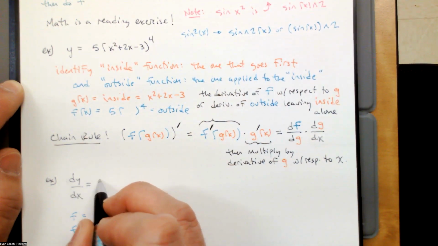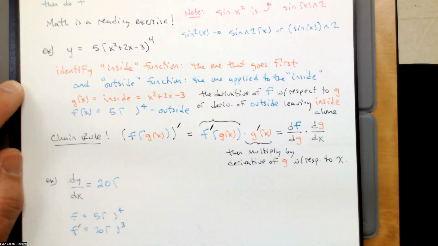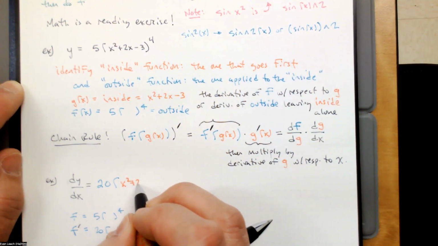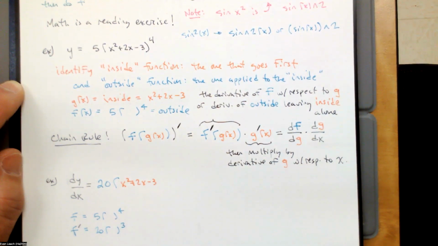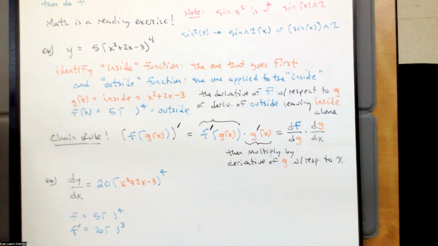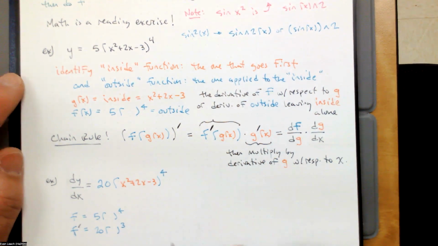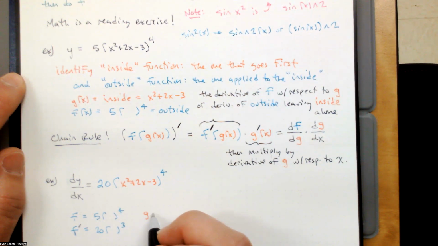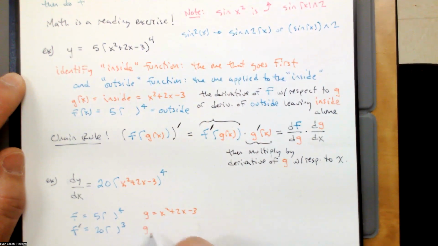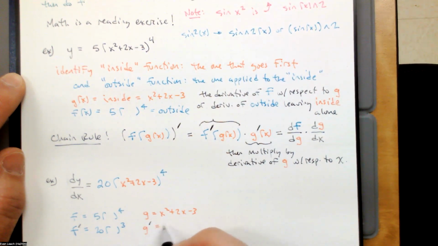So the derivative is going to be the derivative of the outside, leaving the inside as it is. And then we're going to multiply by the derivative of the inside. So g, the inside, is x squared plus 2x minus 3. So g prime will be 2x plus 2.